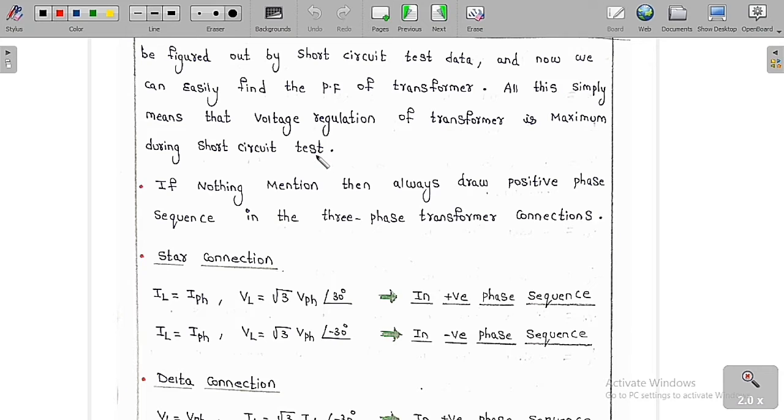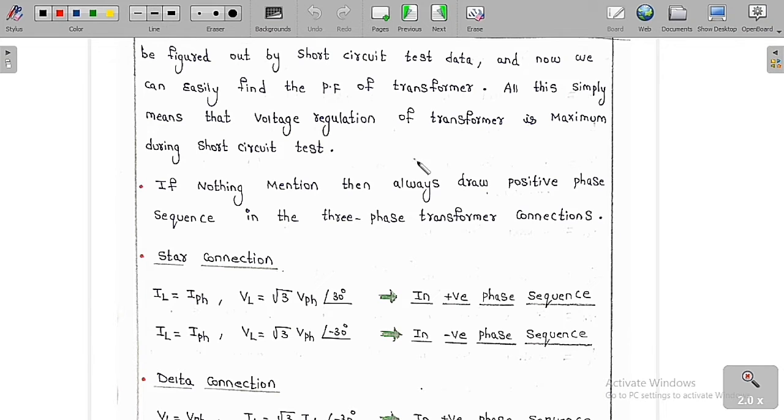See, I have already told you one important point. During the short circuit test you can figure out the series branch parameters, and also you need the series branch parameters to figure out the voltage regulation. So if by using the short circuit test we are going to get the series branch parameters, and the series branch parameters are useful for figuring out the voltage regulation of transformer.